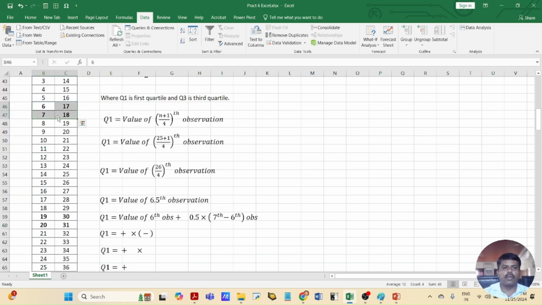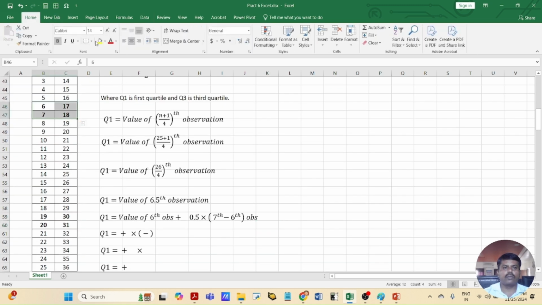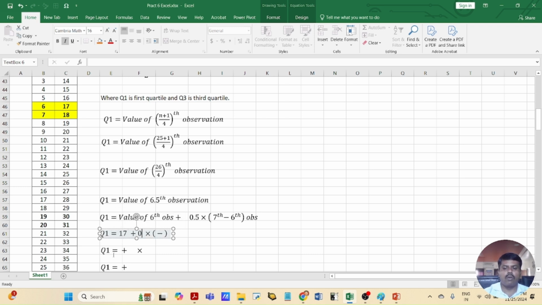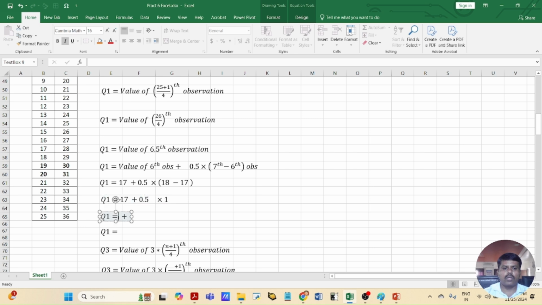So here we can see 6th observation is 17, 7th is 18. So we put values here, 17 plus 0.5 into next observation 18 minus 17. Now we have to simplify this. 17 plus 0.5 into, in this bracket we will get answer 1. So it is 17 plus 0.5, that is 17.5. This is the first quartile.